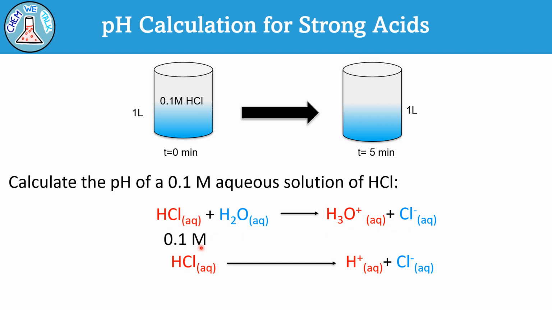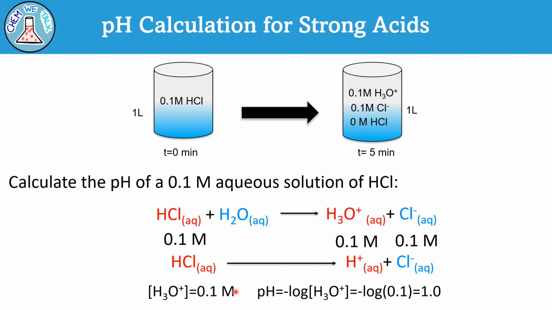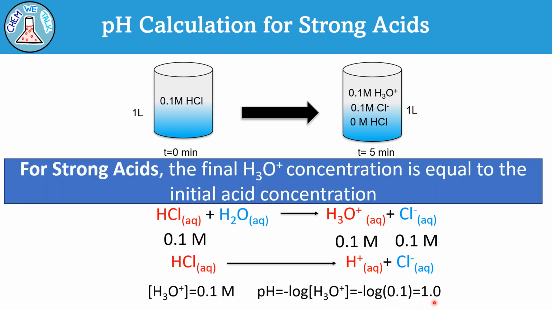So we have HCl being 0.1 molar. After I leave it there for a second, it's going to break apart into H3O+ and Cl-. So the total concentration of H3O+ in solution will be 0.1. If you need to calculate the pH, we just need to take the negative log of 0.1, which is going to be 1. So the pH of the solution is 1. And for strong acids, it's very simple. The final H3O+ concentration is simply equal to the initial acid concentration.